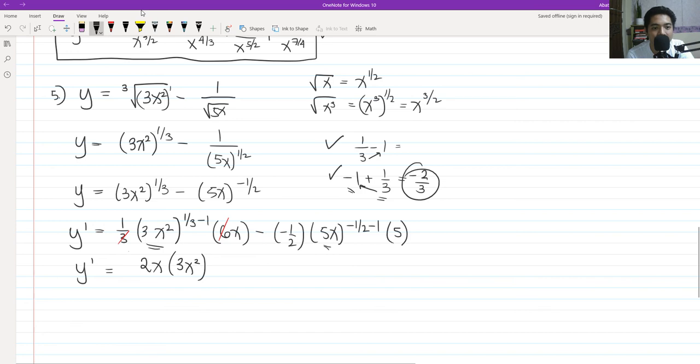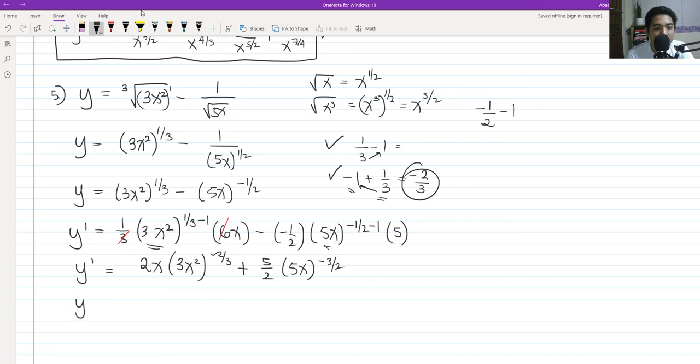Let me just rewrite this. And then of course, what will happen? We cannot simplify these 5 halves. So we have negative times negative, that should become positive. 1/2 times 5, that should be 5 halves. And then we have 5x raised to negative 1/2 minus 1. That would be just like adding 1/2 and 1, but negatively. So that would be negative 1.5, so negative 3 halves.